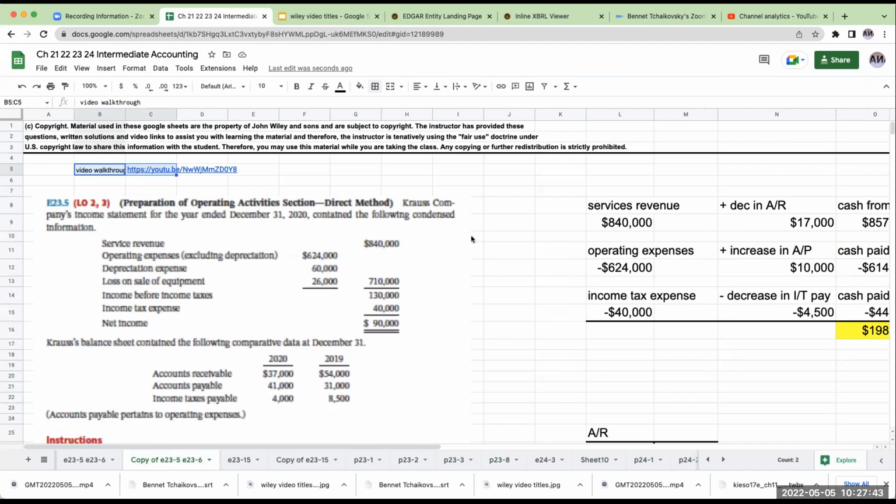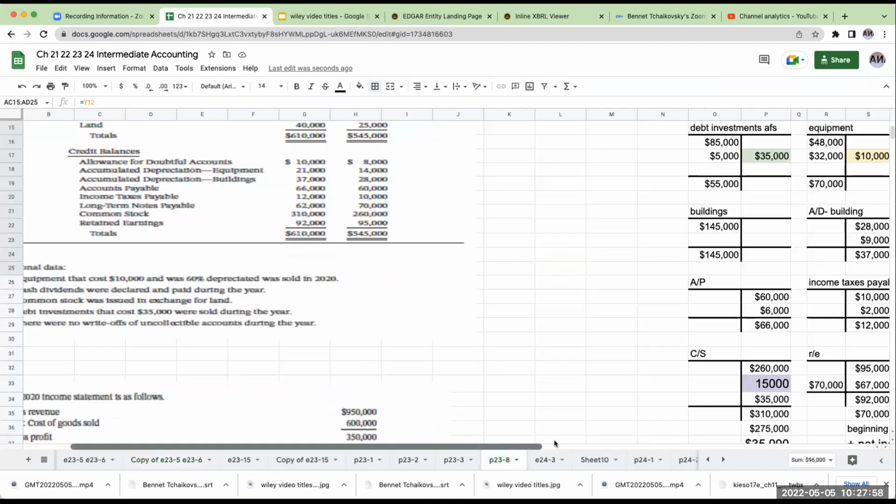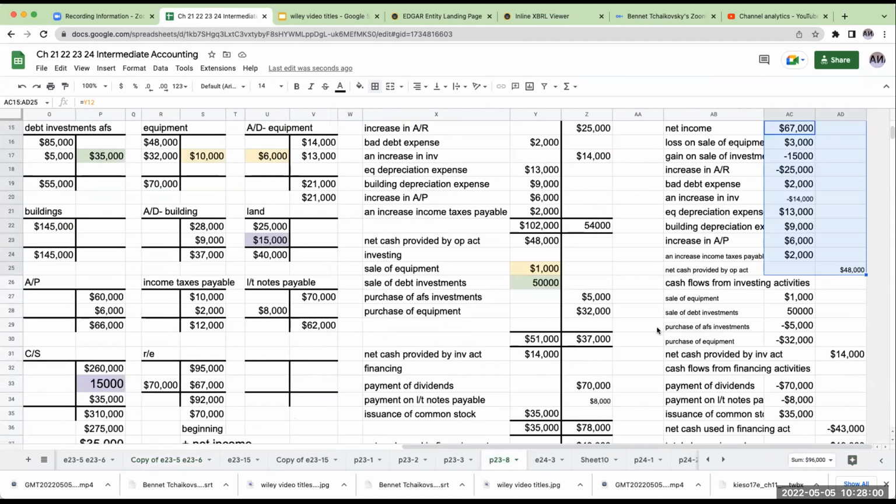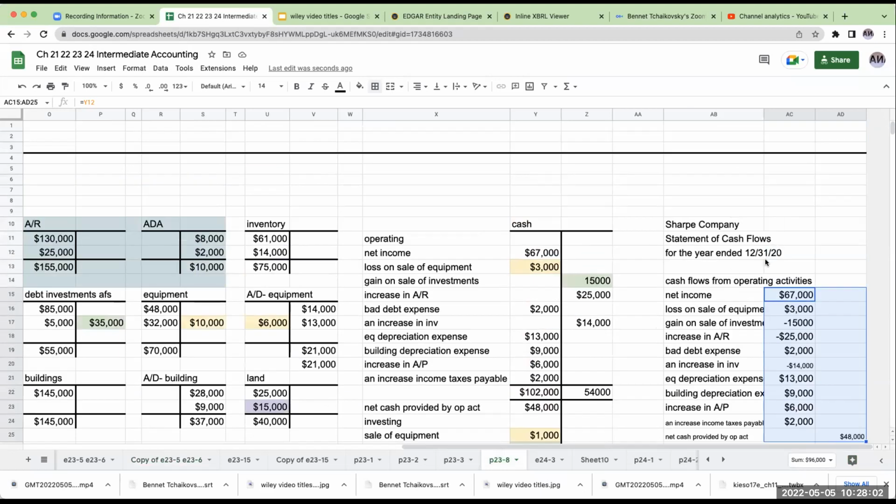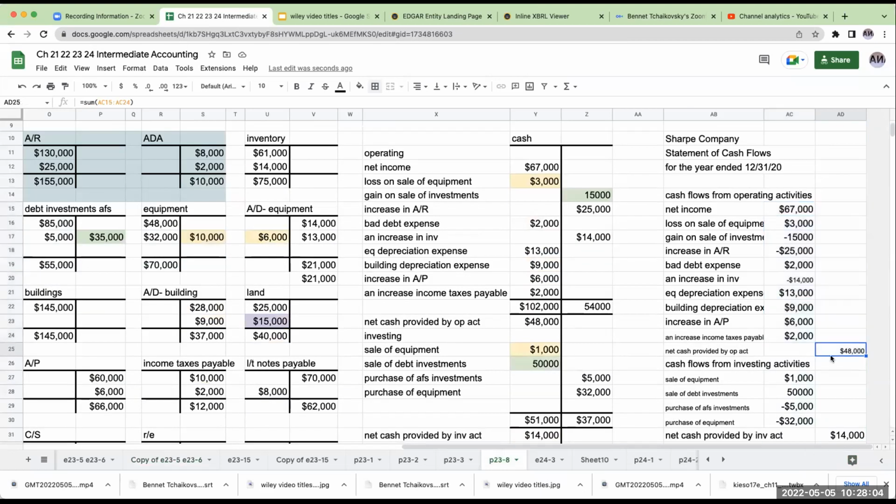So we've got services revenue. When we're doing the direct method, let's take a step back for a moment. When I'm doing the direct method, the only thing that is changing is the operating section. And I know that the answer has to be 48,000. That's the most important thing, because I just figured out what that answer's got to be.